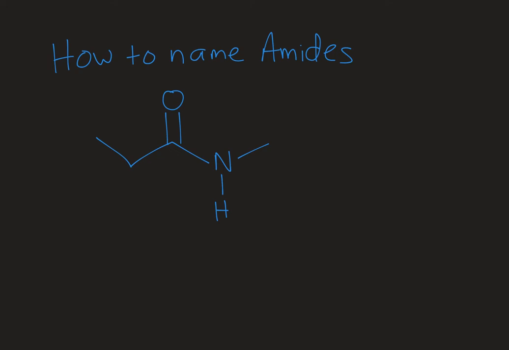In this video, we're going to look at how to name amides. So amides are a carboxylic acid derivative, and all of these derivatives are terminal. So you've got a carbonyl compound, and then it has to have some X group coming off of it. In the case of an amide, that's a nitrogen.